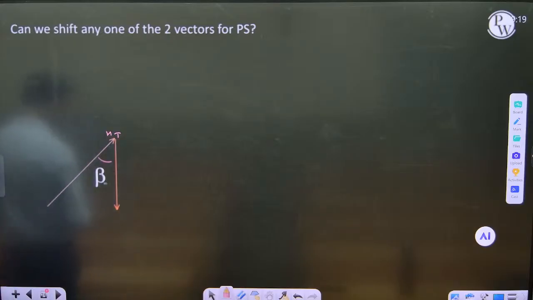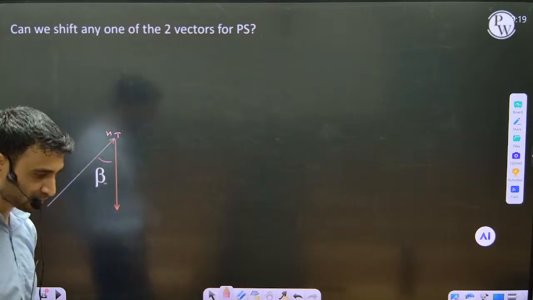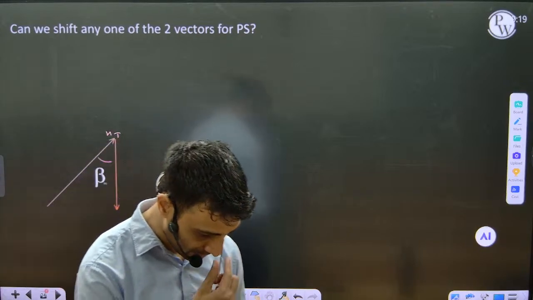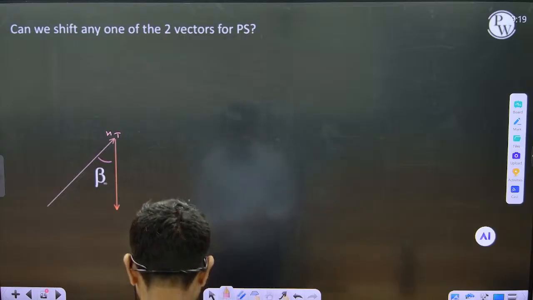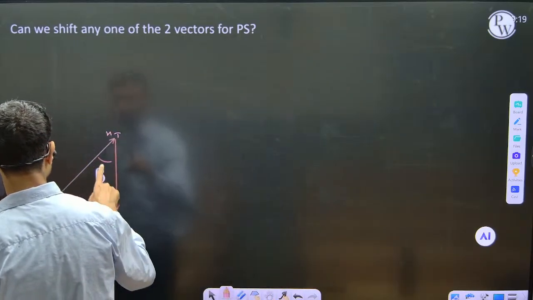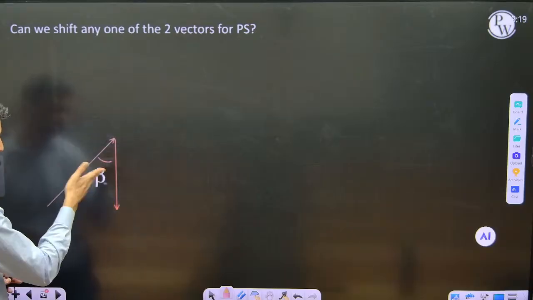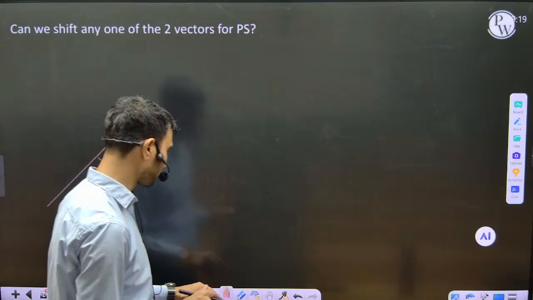So what do we do to bring them together? What do we have to perform? As I said, we have to perform parallel shifting, right? We have to move things parallelly. So which vector should we move? Tell me, out of the two vectors, which vectors should we move? Let me draw the vector.